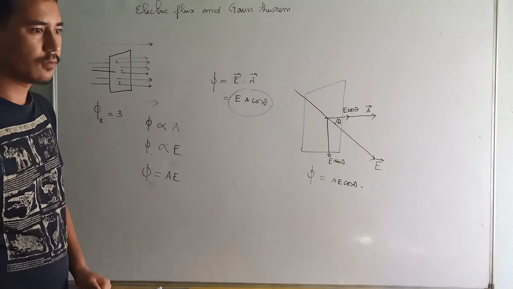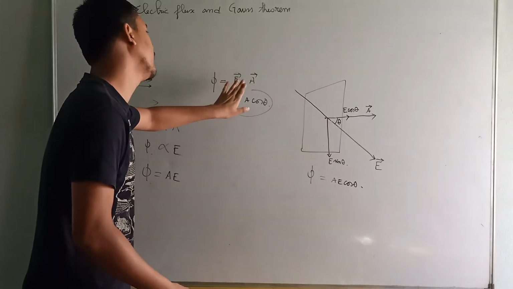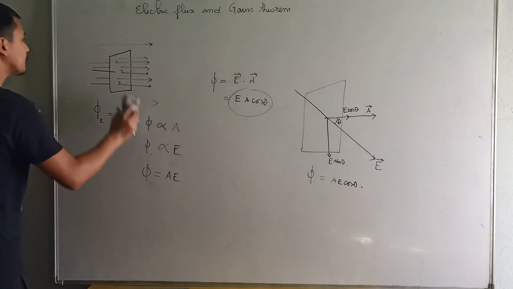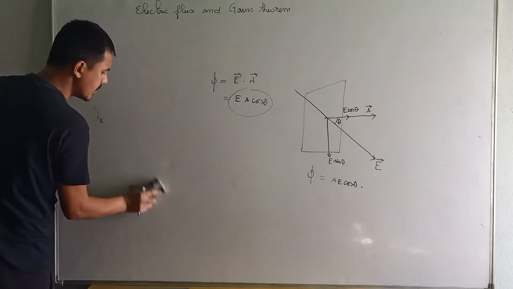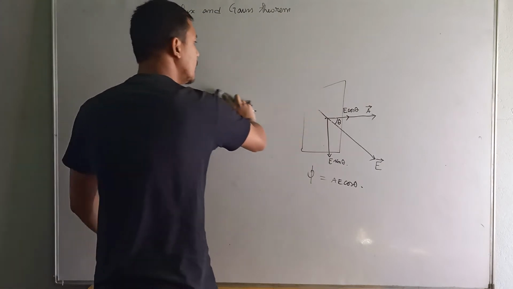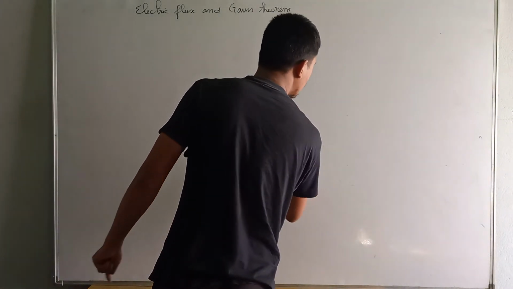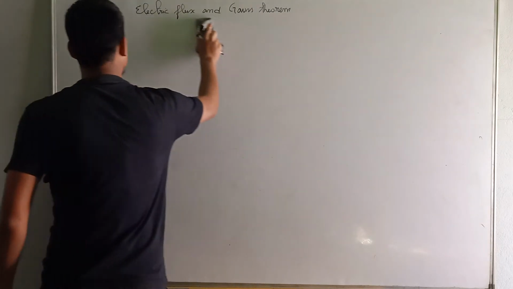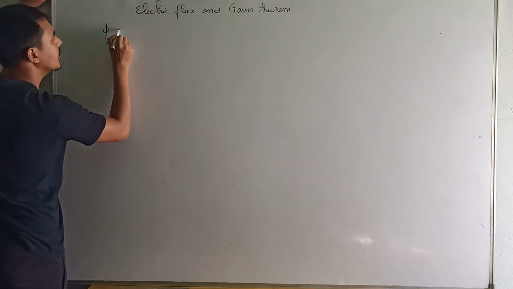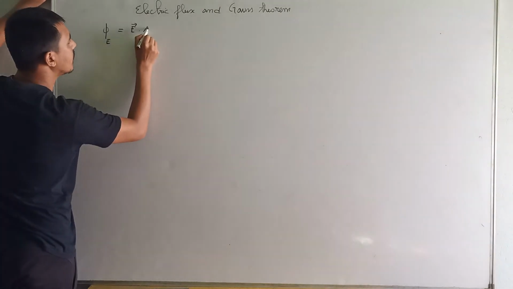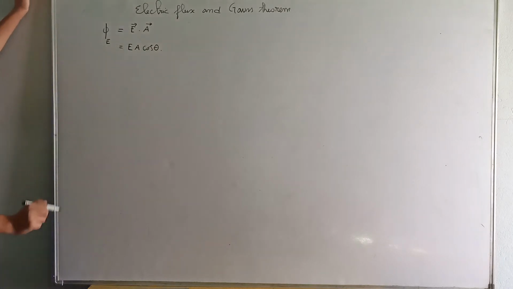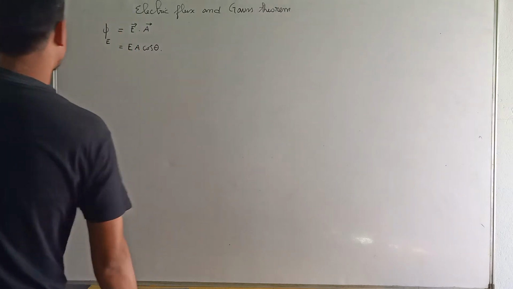For that reason, electric flux is given by the dot product of E and A. For that reason. Is it alright? So what is electric flux? The number of electric lines of force passing perpendicular to the surface is known as your electric flux. Okay? And electric flux is denoted by phi, or you can write phi E, which is given by E dot A, which is equal to EA cos theta. Alright, that is all you need to know here.